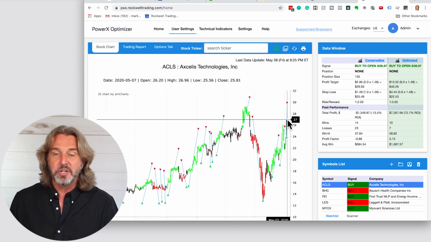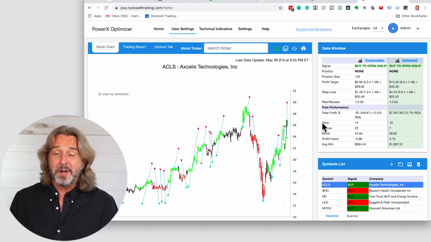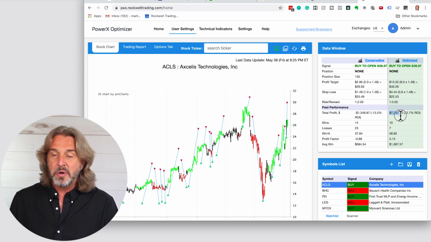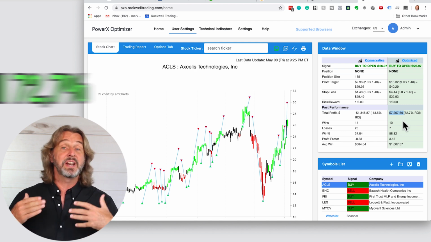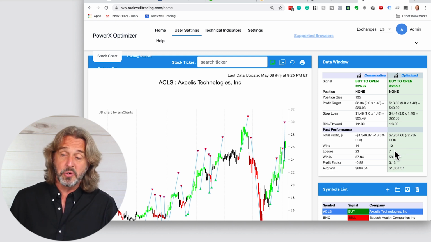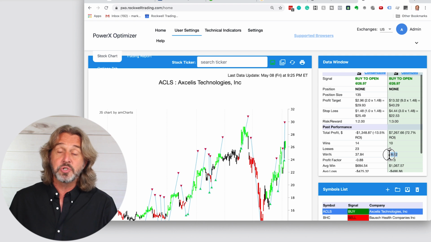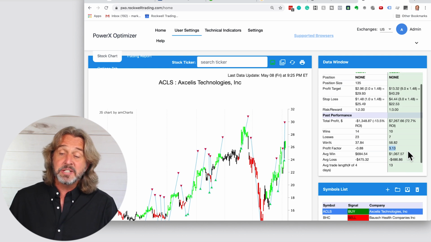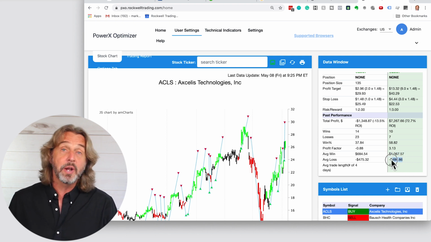according to the PowerX strategy, it shows me exactly what would have happened if I had traded this stock, ACLS, according to the PowerX strategy over the past year. And it's giving me these results right here. So on a $10,000 account, I would have made $7,267. So that is an ROI, return on investment, of 72%. I would have had 10 winning trades and 7 losing trades. So that's a winning percentage of 52.82%. It would have had a profit factor of 3.13, and the average winning trade is $1,067. The average losing trade is $468.